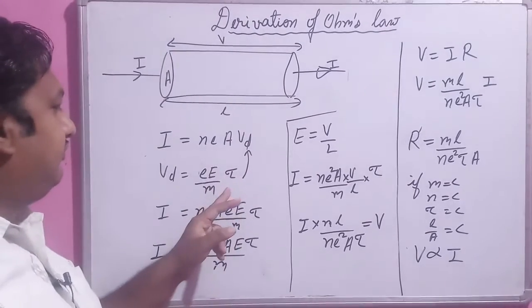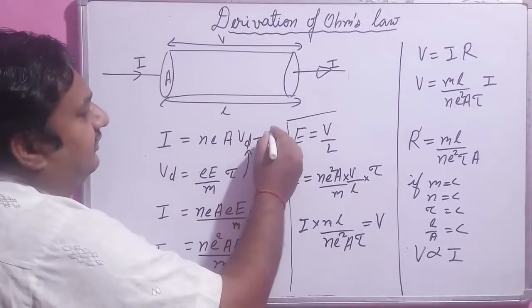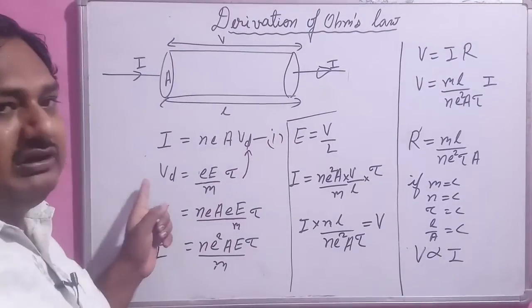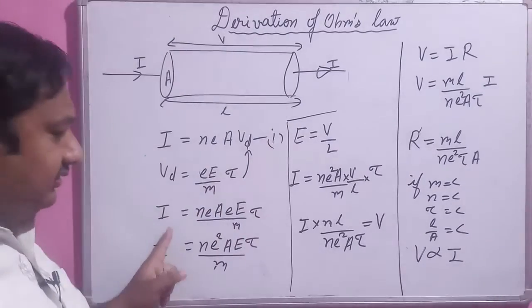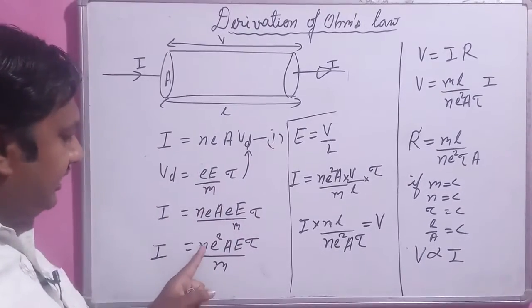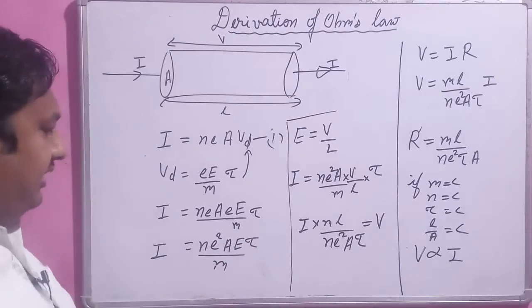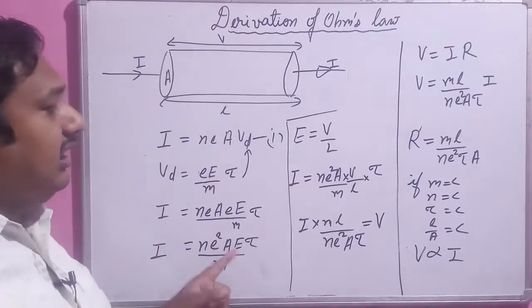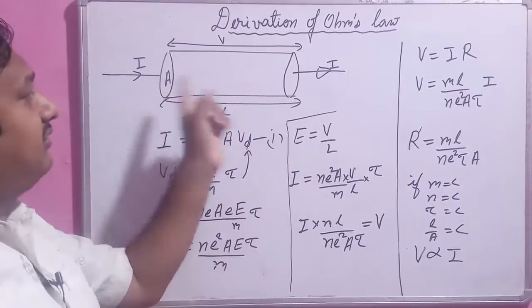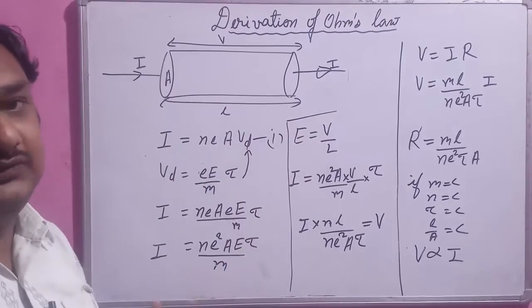Substitute the value of Vd in our equation, which I call equation number 1. So we get this result. Simplifying, I get I = ne²AEτ/m. Now here we have introduced various parameters. We also know the relationship between the electric field of a conductor and the potential difference.